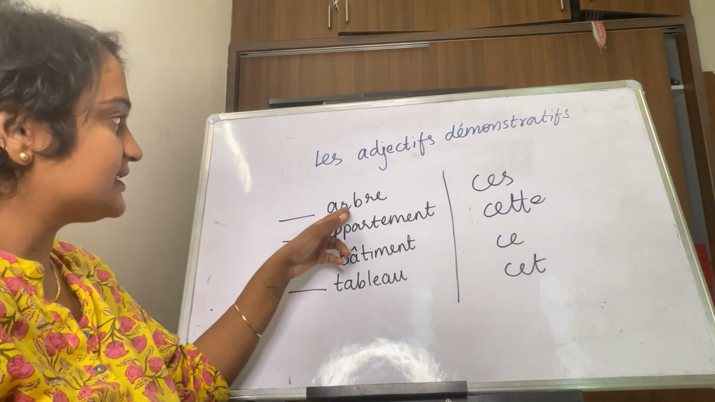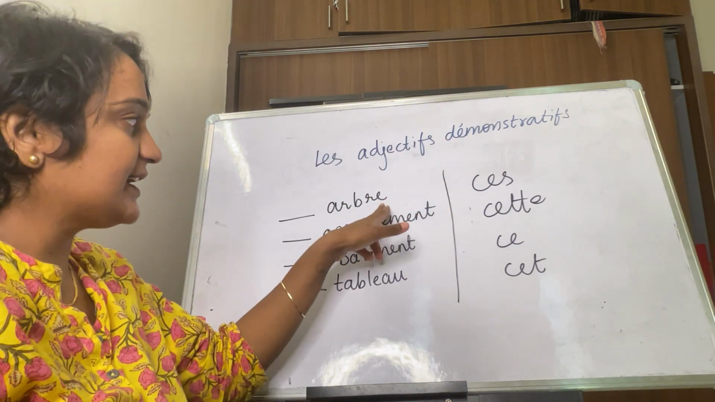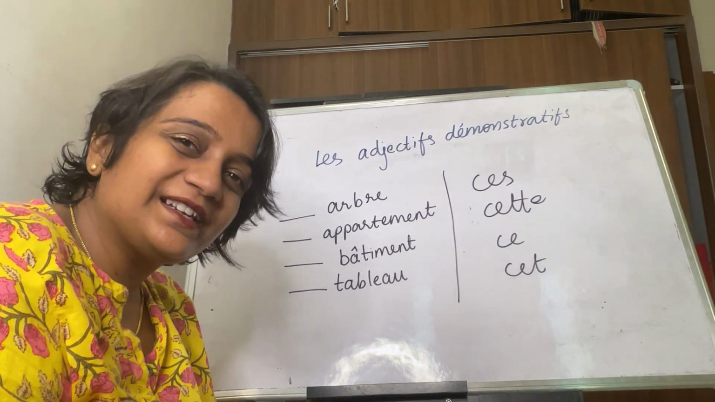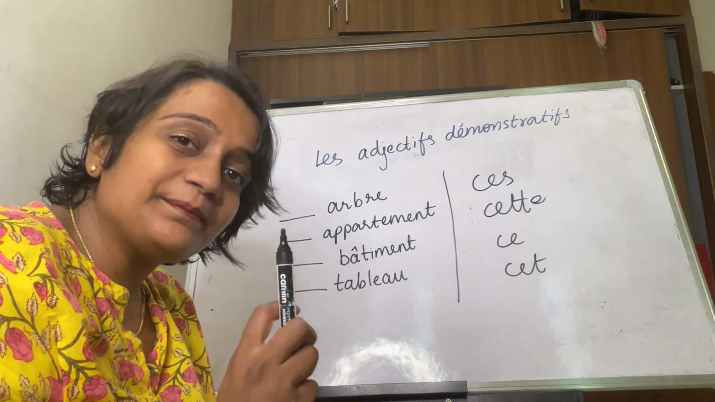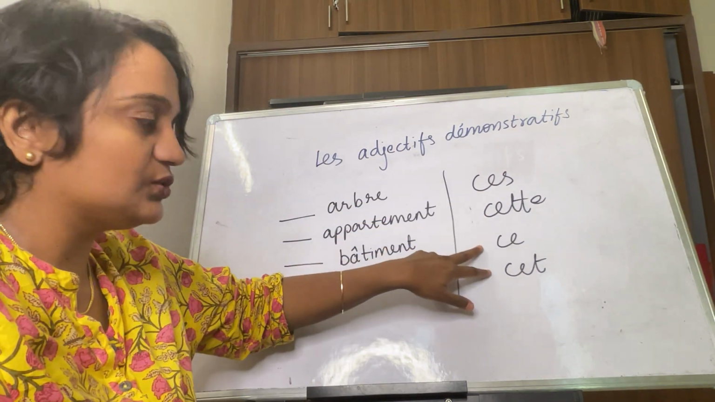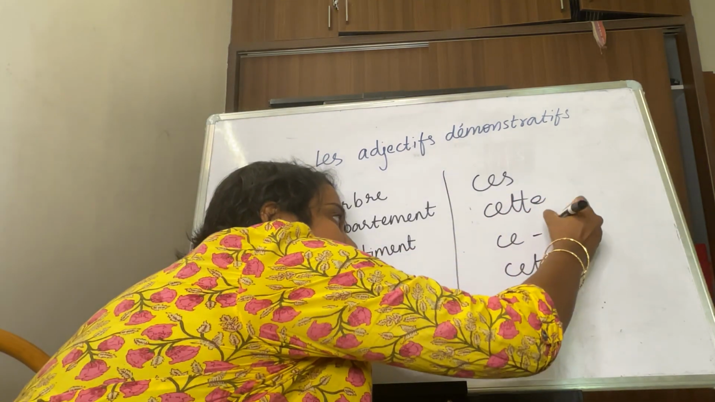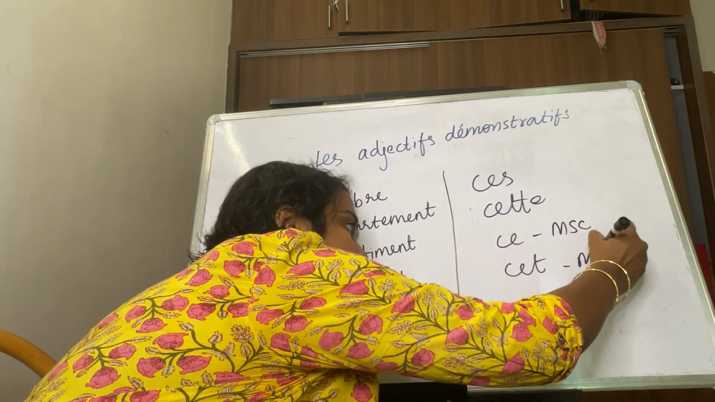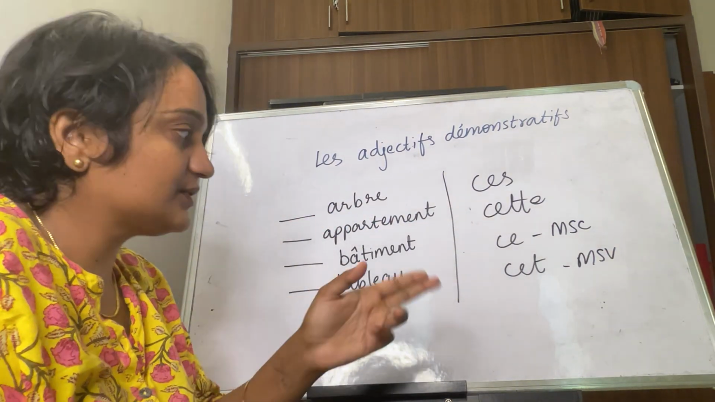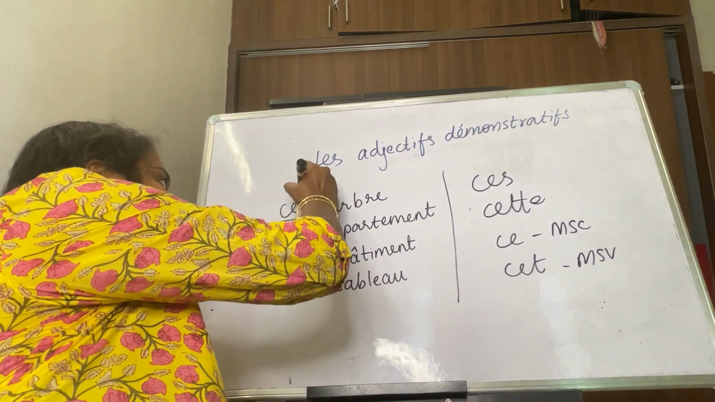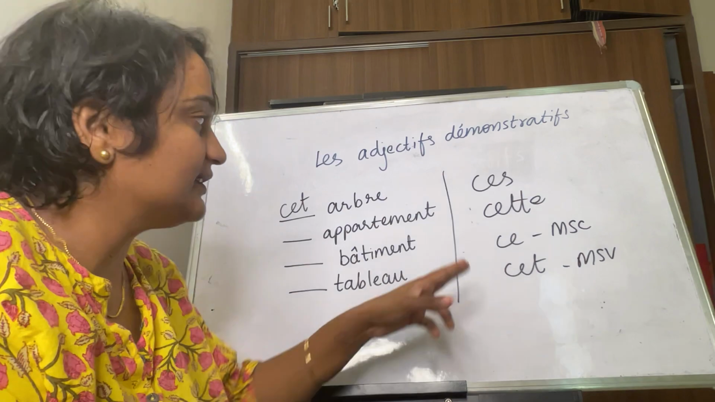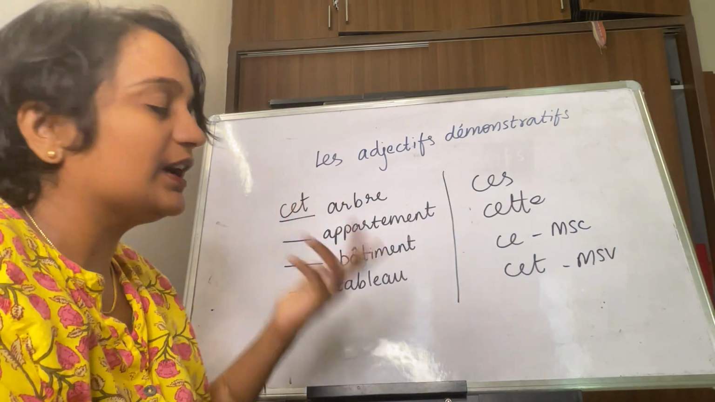Now let's run through. Does it end with S or X? Nope. Does it end with an E? Yes. But is it one of the exceptions? We saw livre and arbre. No, we saw those are masculine. So this is clearly masculine. That brings you to these two. This is MSC. This is MSV. So is it masculine starting with a consonant? Nope. So it's masculine starting with a vowel. Cet arbre. Cet arbre. It will sound like ce only, but you'll know because you know arbre is masculine.